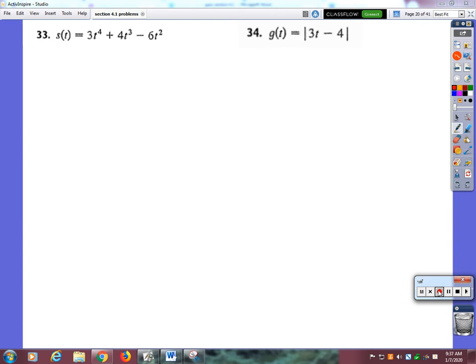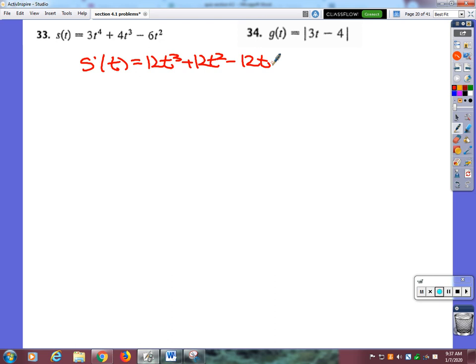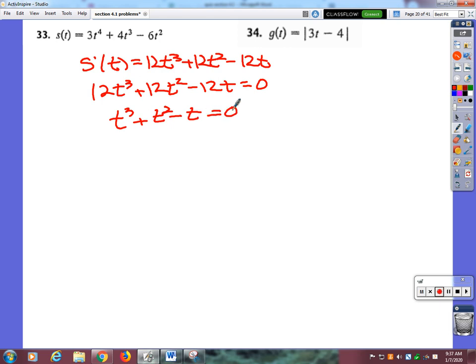All right, so 33, Addison, you took the derivative first? And then what'd you do? Okay. There's something strangely familiar about all of the terms in this polynomial. Yeah, so I can divide everything by 12. So t cubed plus t squared minus t equals 0. Then what?